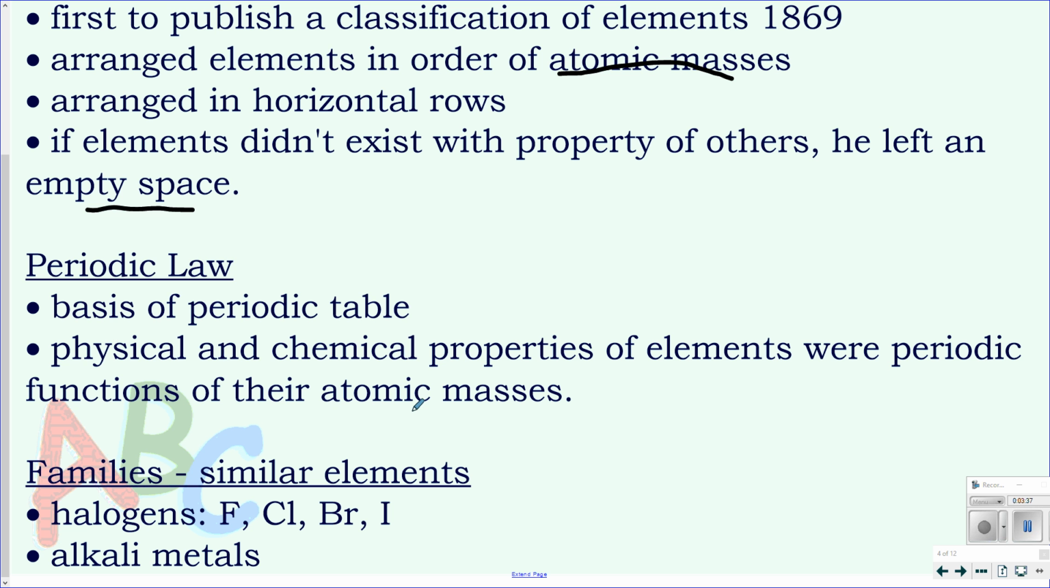So the first periodic law is the basis of the periodic table: the chemical and physical properties of elements are a periodic function of their masses. So we've already talked about and listed your alkali metals and your halogens, so they have similar chemical and physical properties, which we'll discuss more in this unit.